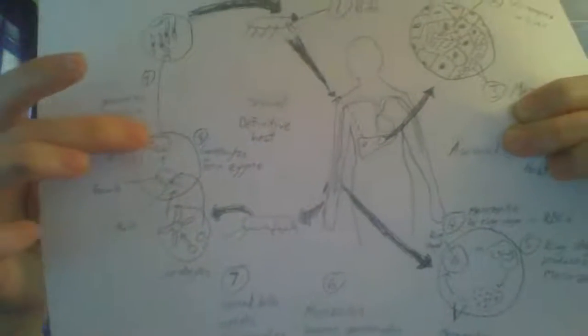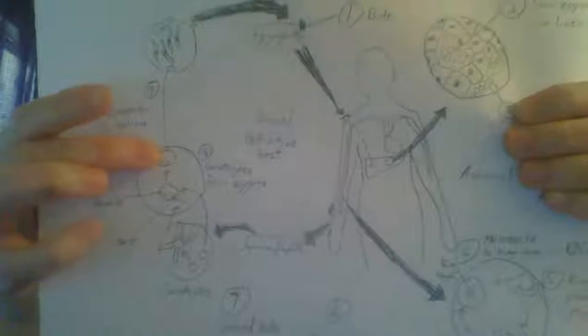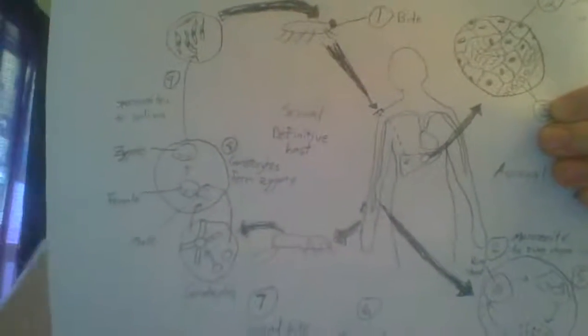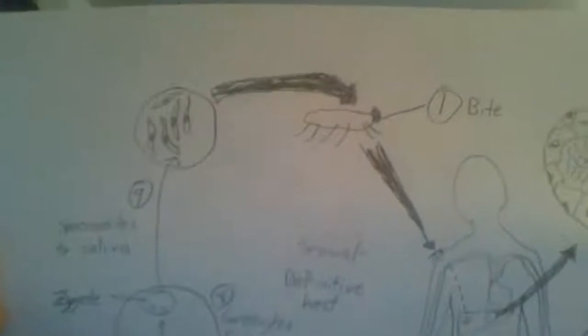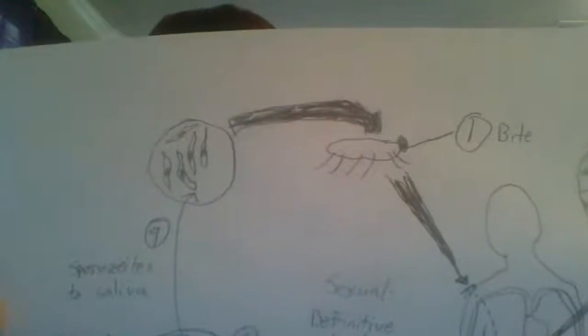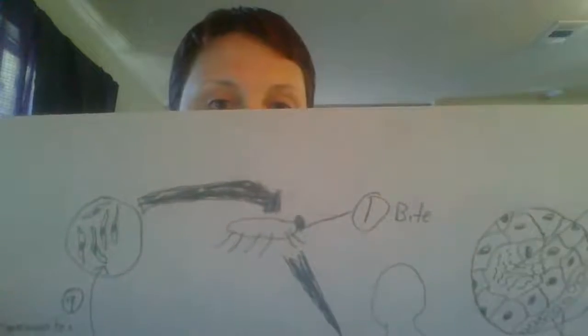Zygotes are going to make new parasites, and these new parasites are called sporozoites. So here we have sporozoites being produced. The sporozoites are going to travel to the mosquito's salivary gland, which is going to enable the mosquito to infect the next human, and that is the cycle.